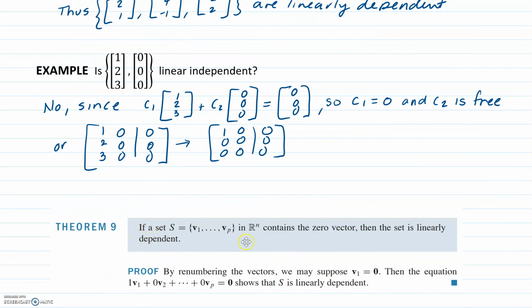If a set of vectors in Rn contains the 0 vector, then the set is linearly dependent. It's that simple. And here's the proof. By renumbering the vectors, we may suppose v1 is 0, one of them is 0. Then the equation 1 times v1 plus 0 times v2 all the way to 0 times vp equals 0 has more than the trivial solution. We just saw it right there. There's the c1; c1 is 1. There are some constants that make this 0, which shows by definition that S is linearly dependent.